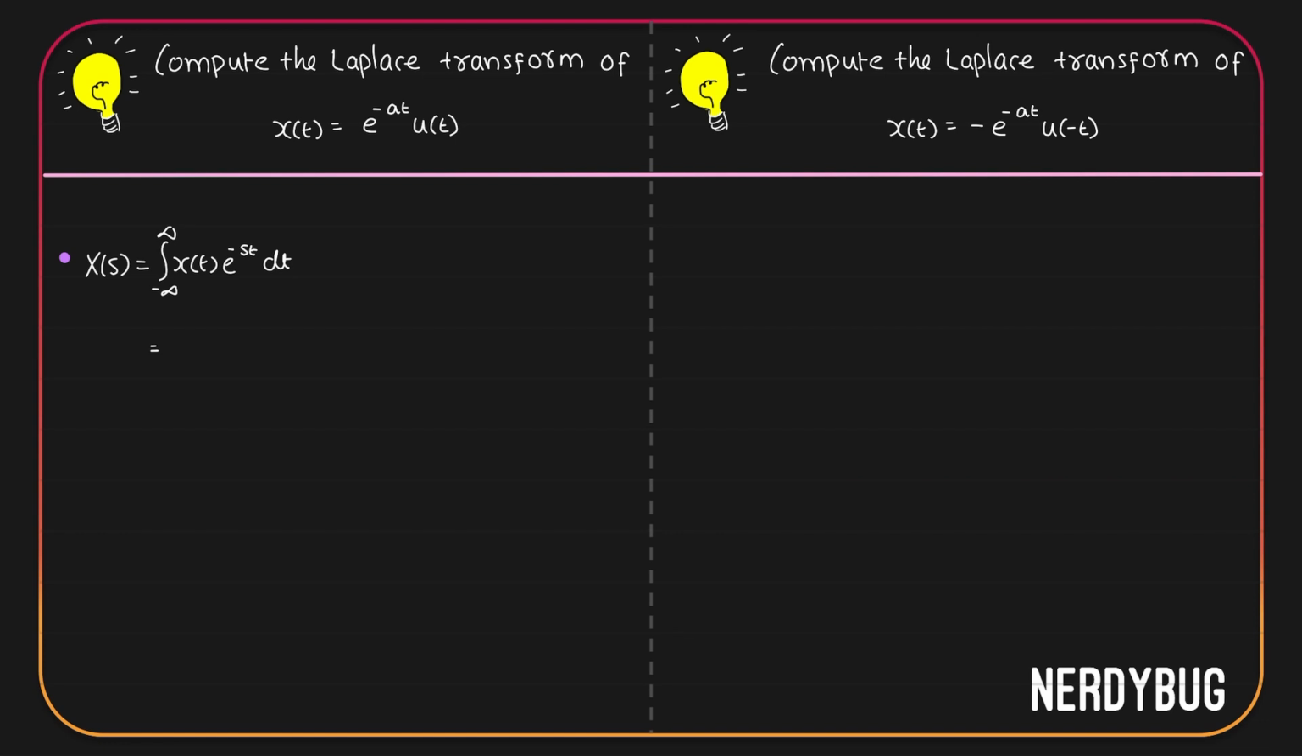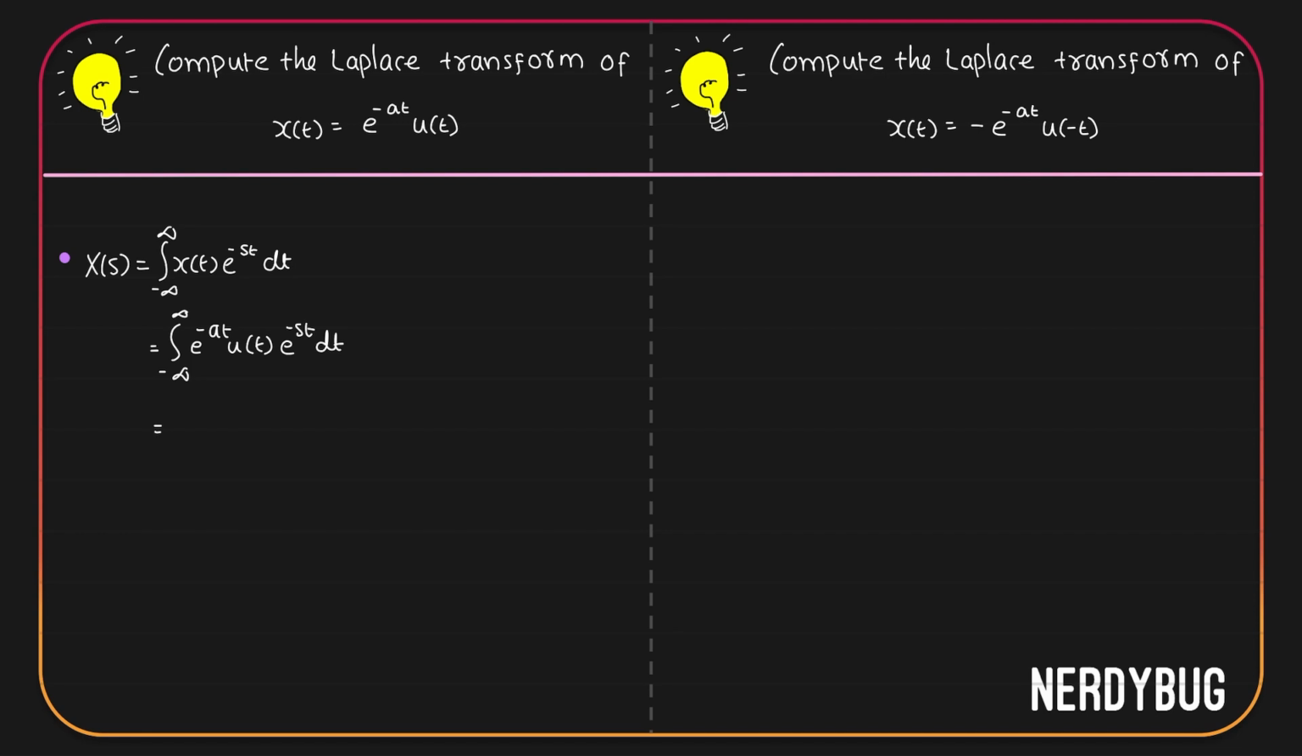So this becomes integral from minus infinity to infinity e raised to minus at u of t e raised to minus st dt. U of t is the unit step function. It is 0 for all values of t from minus infinity to 0, and it is 1 for all values of t from 0 to infinity. So we don't have to integrate from minus infinity to infinity, since the product is going to be 0 anyways for t less than 0.